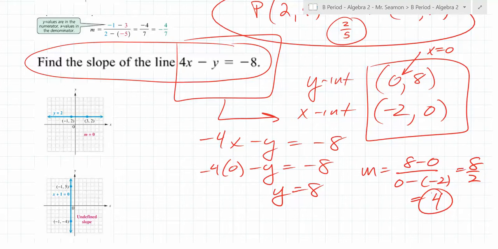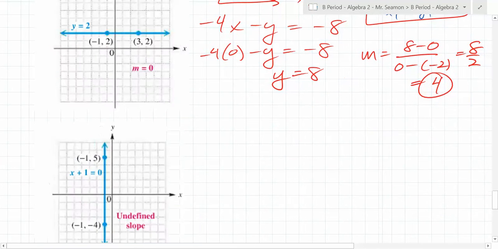The rise over the run. So we found 2 points. What were the 2 points that we found? What were they called? Why did we like to find those? They're easiest to find because you plug in zeros. You plug in zeros. And what's this one right here?